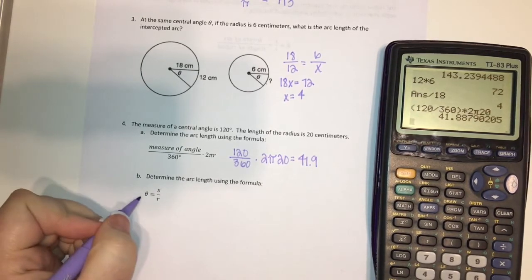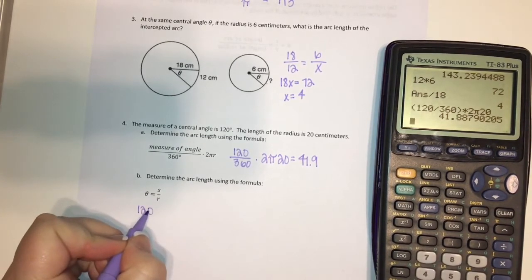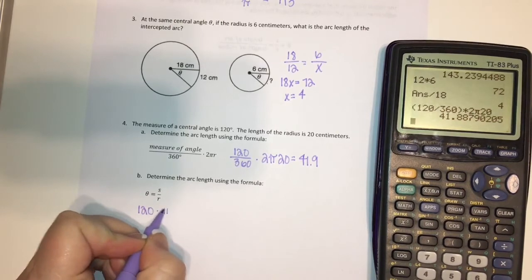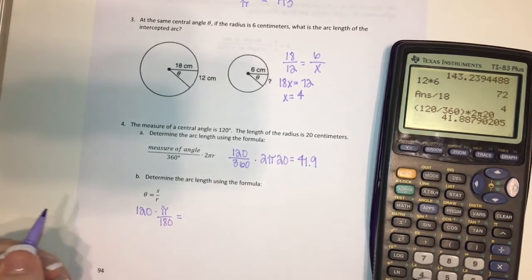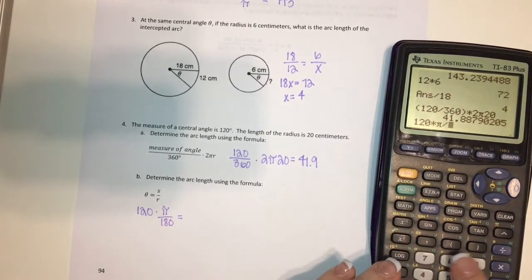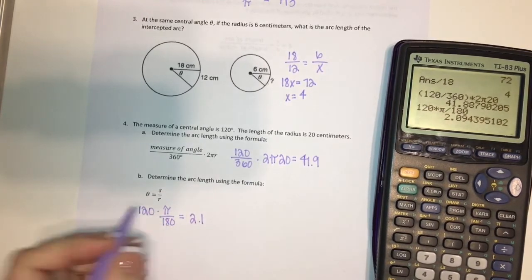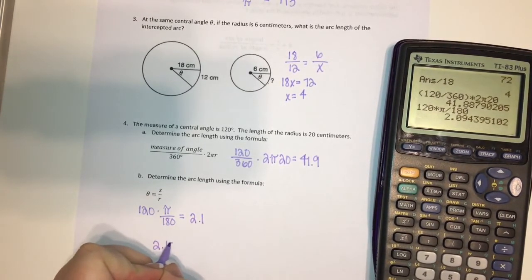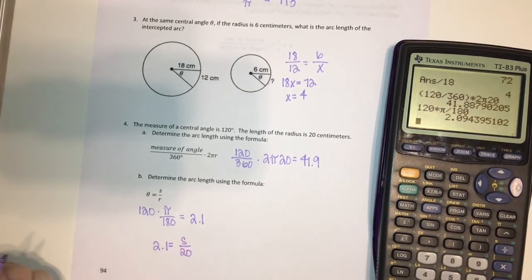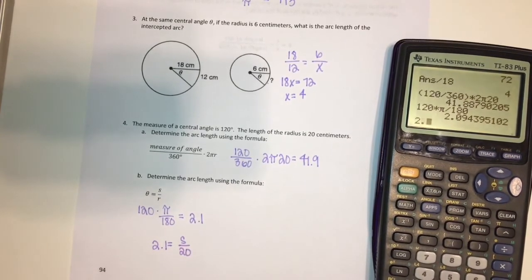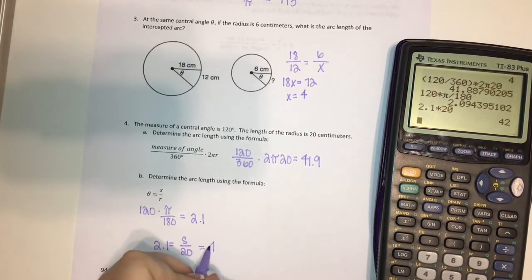Now I want to determine the arc length using this formula. So we know our angle. We're going to put that into radians. So 120, we need to multiply by pi over 180 to convert that to radians, and we get 2.1 radians. So 2.1 equals s over 20. Now I'm going to multiply 2.1 times 20, and I get 42.